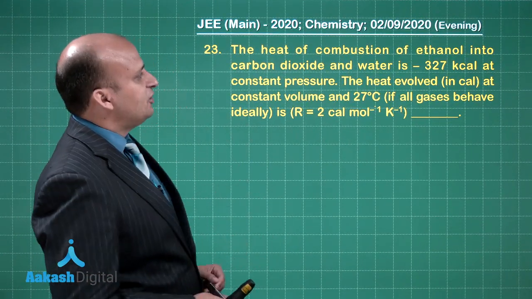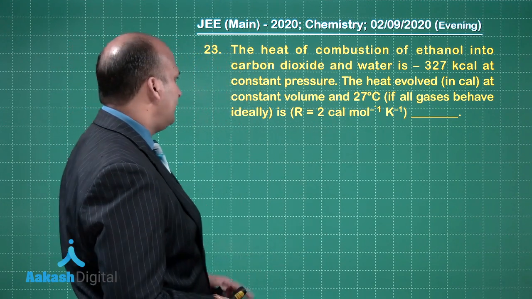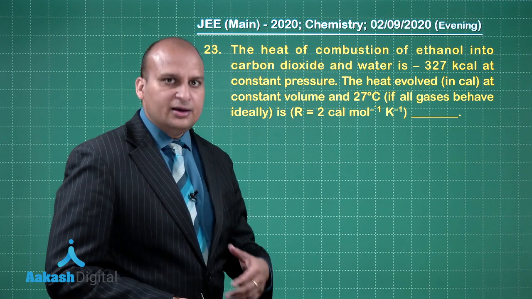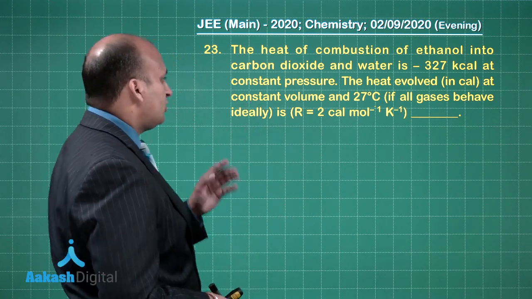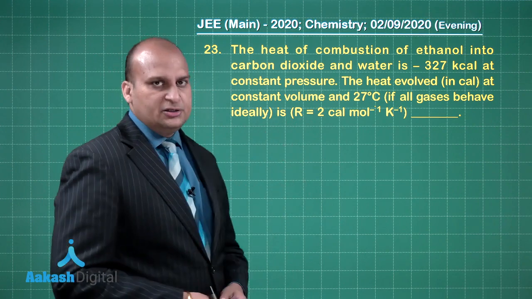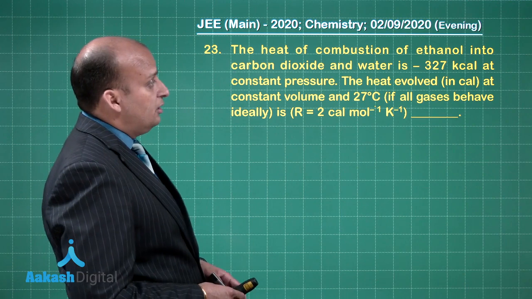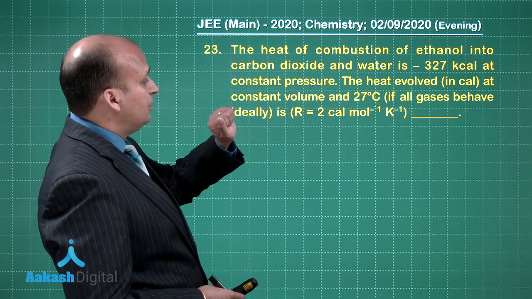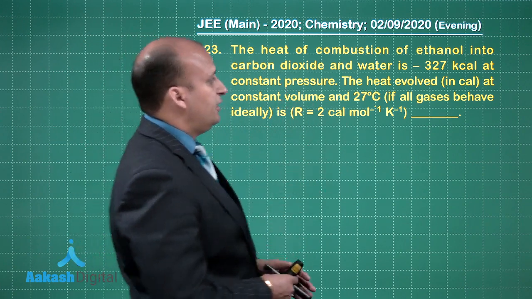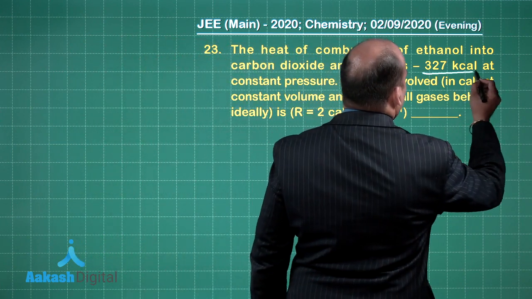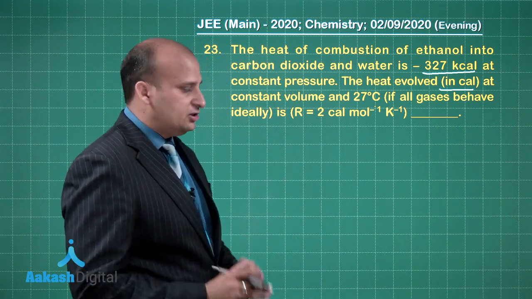Okay. Now, let us look at question number 23. The heat of combustion of ethanol into carbon dioxide and water is minus 327 kilocalorie at constant pressure. So, basically enthalpy is given to us. The heat evolved at constant volume and the given temperature, so basically delta U, that is internal energy change, is being asked. As I can see this question, the point where you can commit a silly mistake is in the units. Here they are giving the value in kilocalorie and asking the value in calories. Okay. So, pay attention to this.